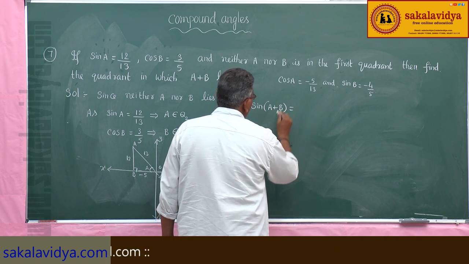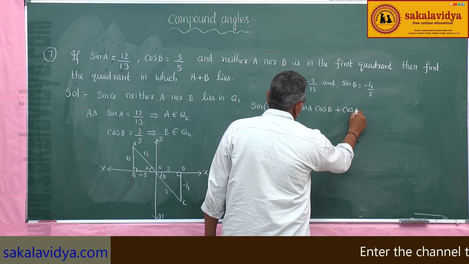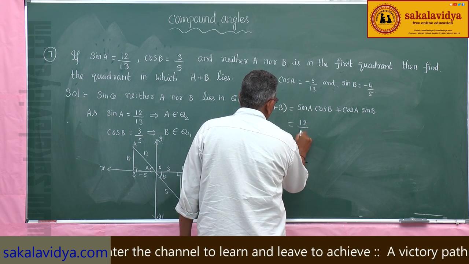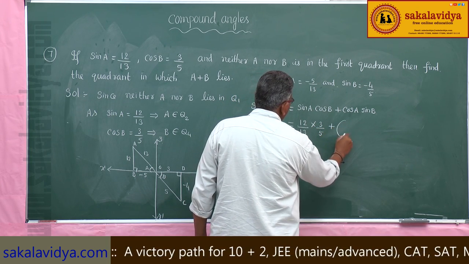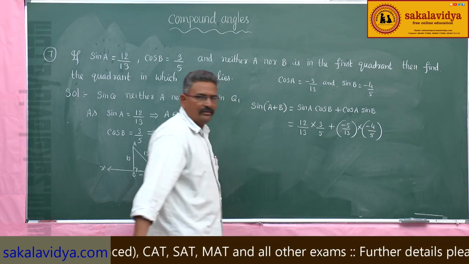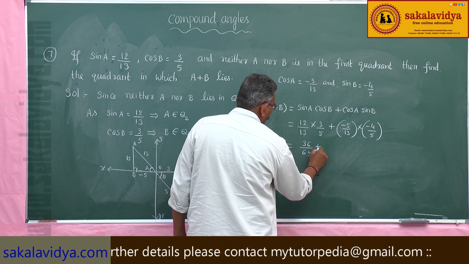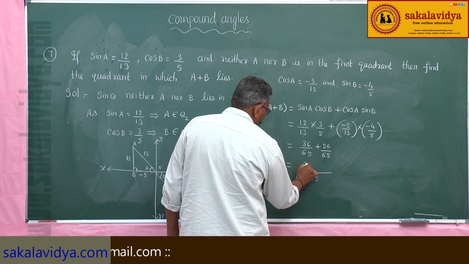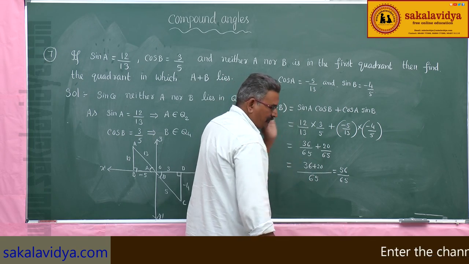Sine of A plus B is equal to sin A cos B plus cos A sin B. Now, sin A, what is sin A? It is 12 by 13 multiplied by cos B, cos B is 3 by 5, plus cos A is minus 5 by 13 multiplied by minus 4 by 5. Let us simplify. 36 by 65 plus 20 by 65. 65 is the LCM, 36 plus 20, that is 56 by 65. That means sin of A plus B is positive.